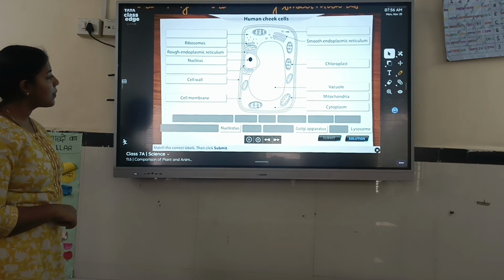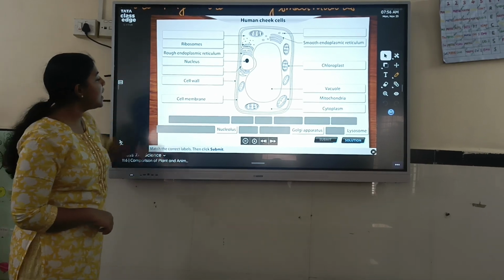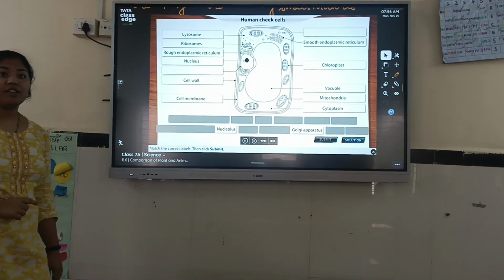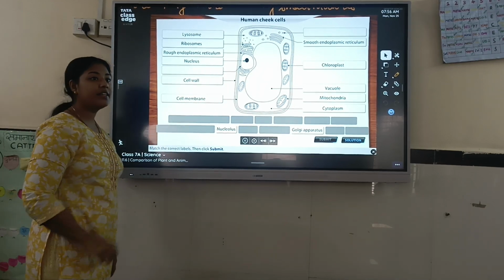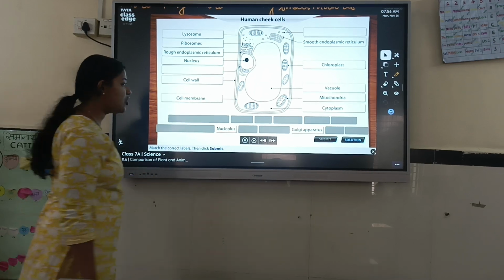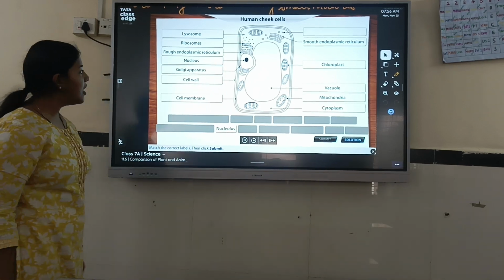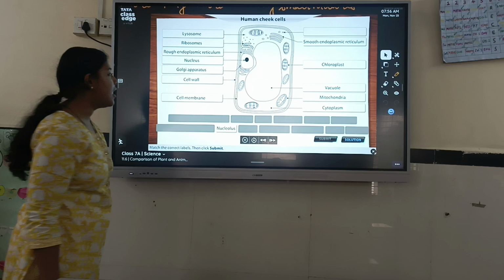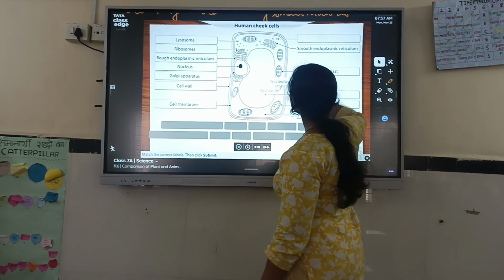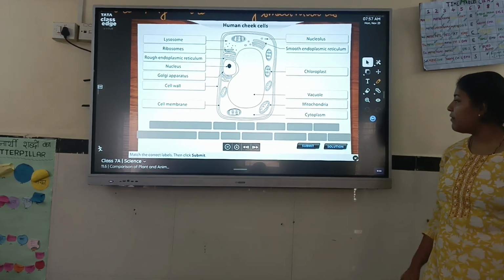For the right side, first, lysosome. These are the lysosomes. Correct. Yes. This one is what? Golgi apparatus. Okay. Correct. Now we are just left with one. This is the nucleolus. Okay. Clear? You all did very good.